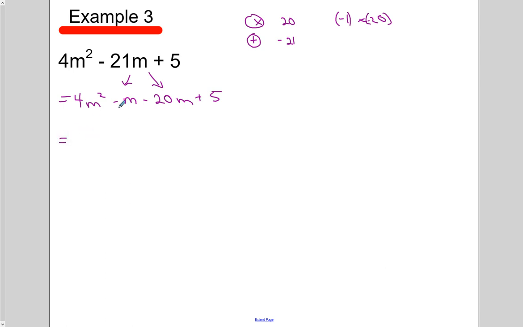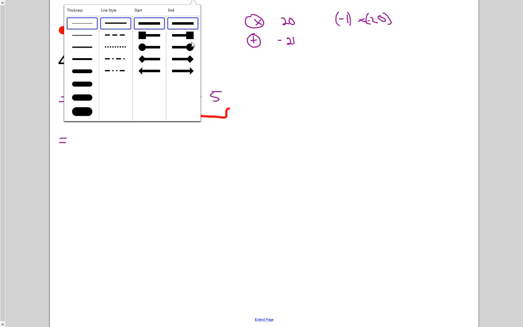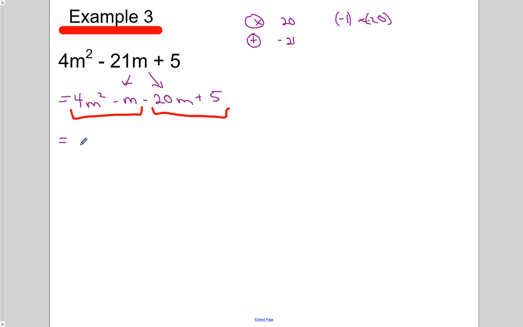Okay, let's factor them out. I can take an m out of, and again, I'm looking at my first two terms here, right? And my last two terms. So my first two terms, I see I can factor out an m. That's all I've got. That's going to leave me with 4m minus 1.